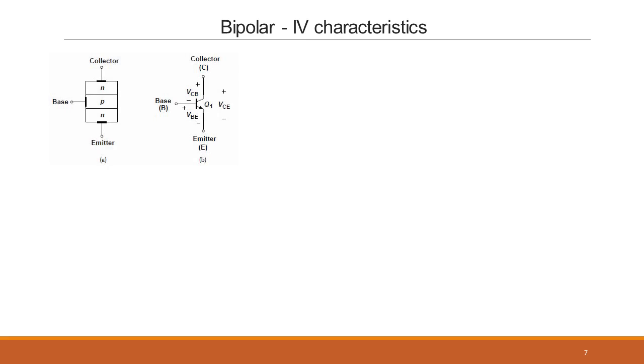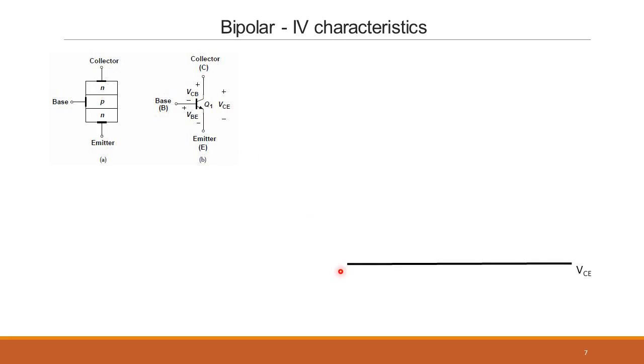Let's talk about bipolar IV characteristics. So, bipolar device, we'll talk about NPN, and PNP is similar. NPN device with a collector, base, and emitter terminal. The electrical symbol is this, right? Where the terminal voltages we'll just talk about: collector to emitter is called VCE. Collector to base is VCB. Base to emitter is VBE. Typically, we'll keep talking about VCE and VBE, because VCB is nothing but the difference between these two voltages.